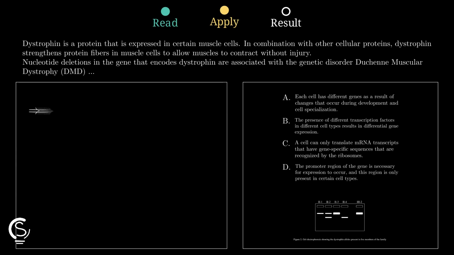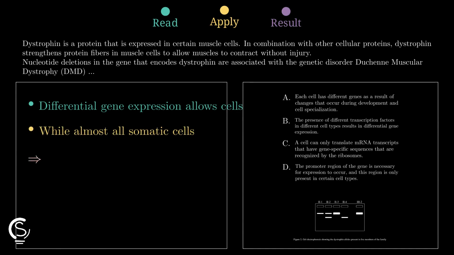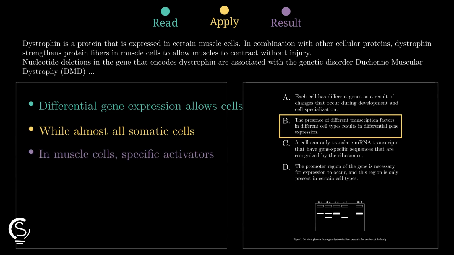While almost all somatic cells contain the exact same genome, they differ in their regulatory proteins. These proteins determine which parts of the genetic code are actually read and used. In muscle cells, specific activators bind to DNA to trigger transcription. This makes option B the correct choice for how specialized cells function.